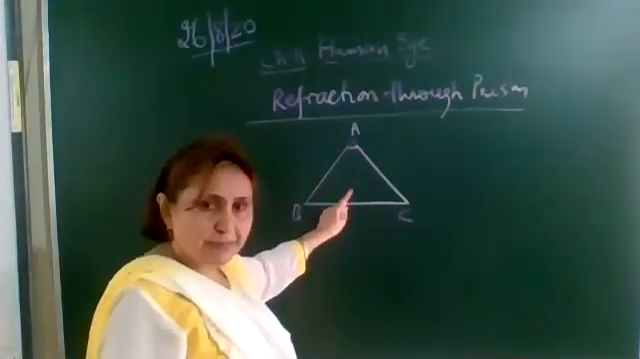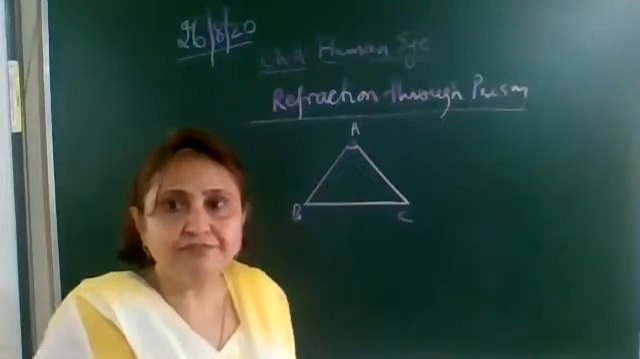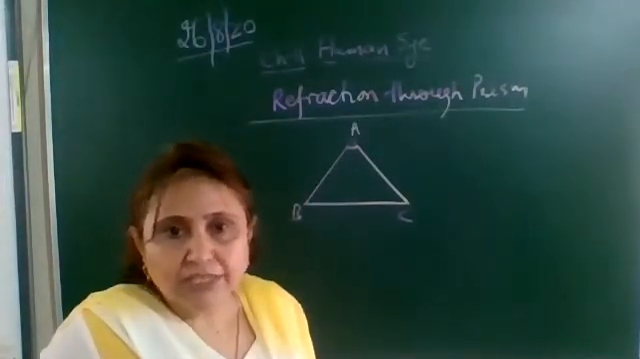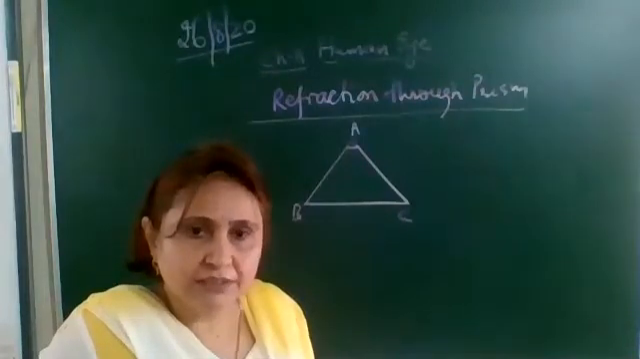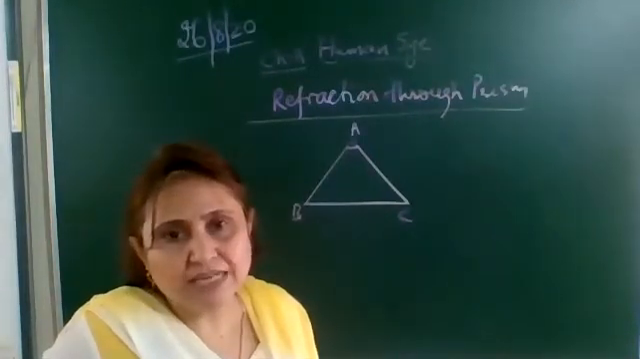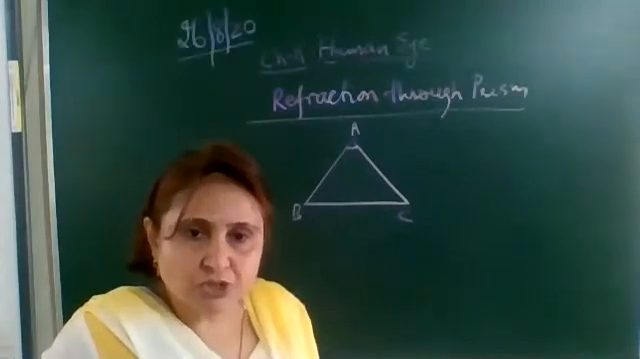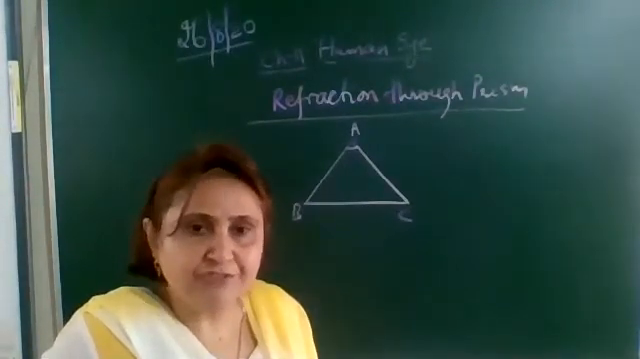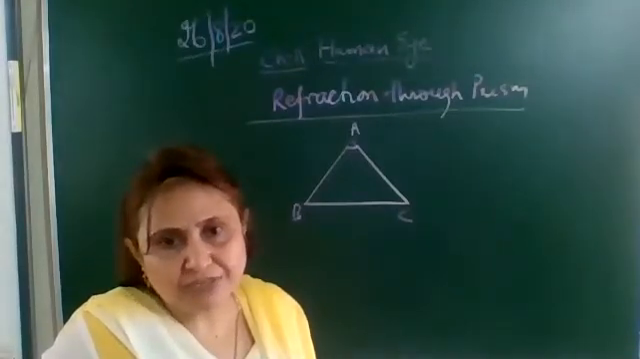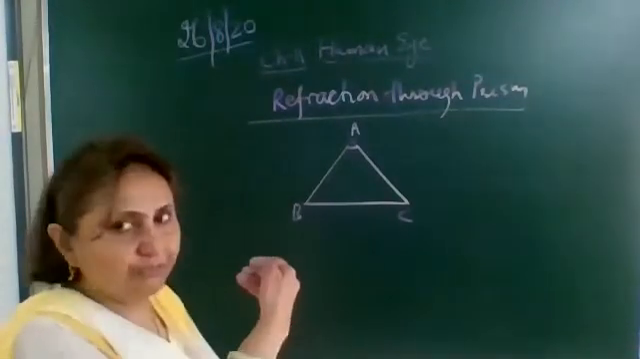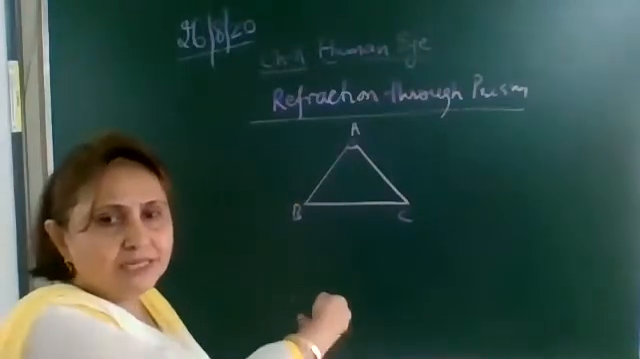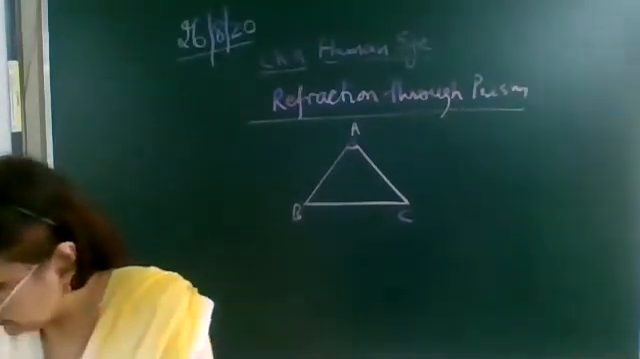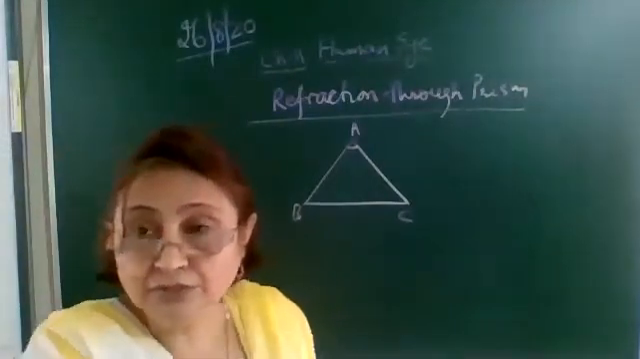So it is made up of a transparent material in which the two refracting faces are not parallel to each other. They are meeting at an angle A, and this angle A is called the angle of prism. So it has got three rectangular faces and two triangular faces. Okay, one of the triangular faces in the front you can see, one is behind it. Okay, and there are three rectangular faces.